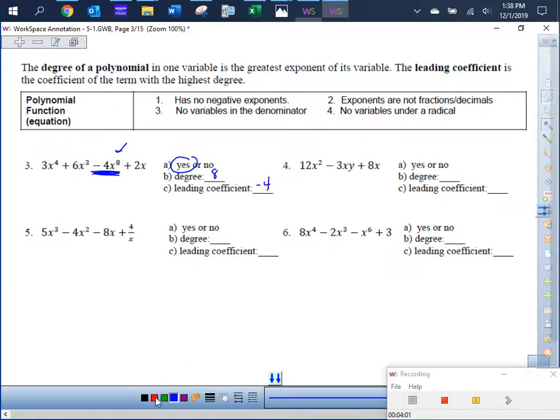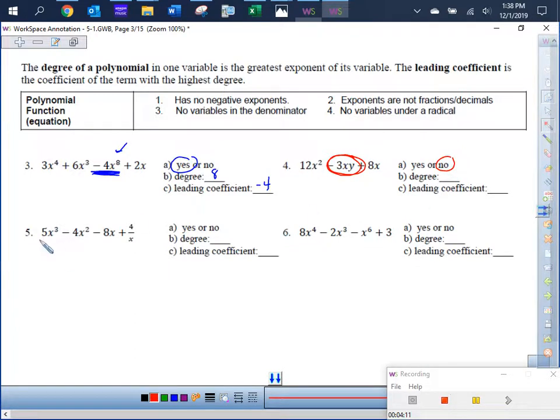Number 4, they ask if this is in one variable, and this is a big fat no. And they want us to circle the reason why. We say no, because that term right there has x's and y's with it. So we'll say no to this one.